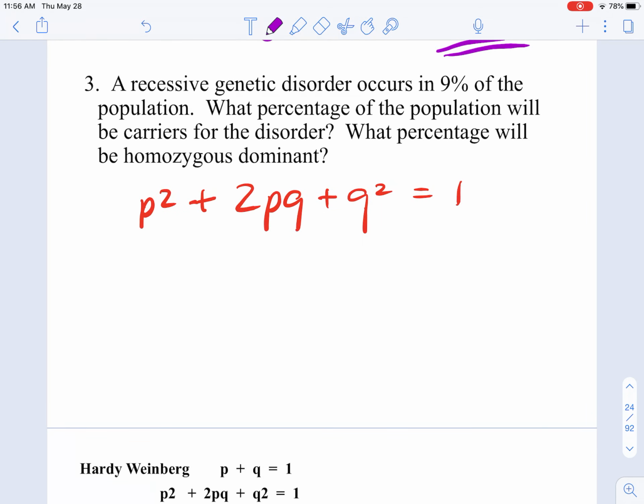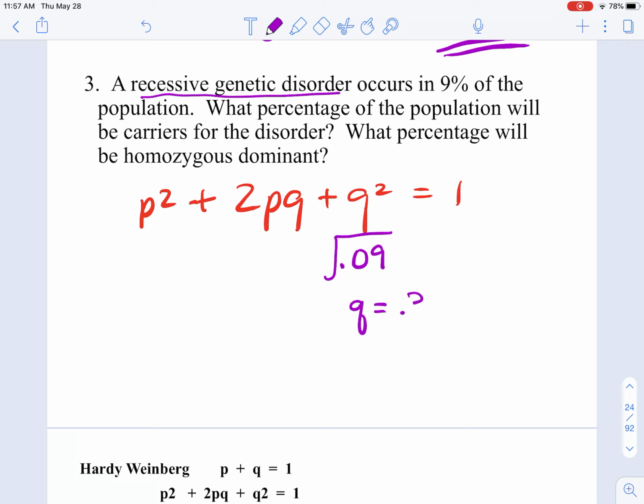Okay, let's try one more. 9% of the population has a recessive genetic disorder. And so that would be over here, 9%. 9 out of 100 is 0.09, q squared. So you guys know what to do next. Your first thing is to put your equation down. Put your 0.09 where it goes.